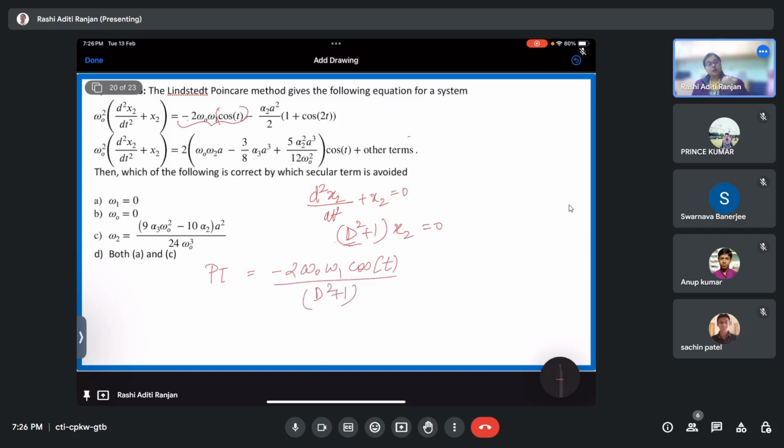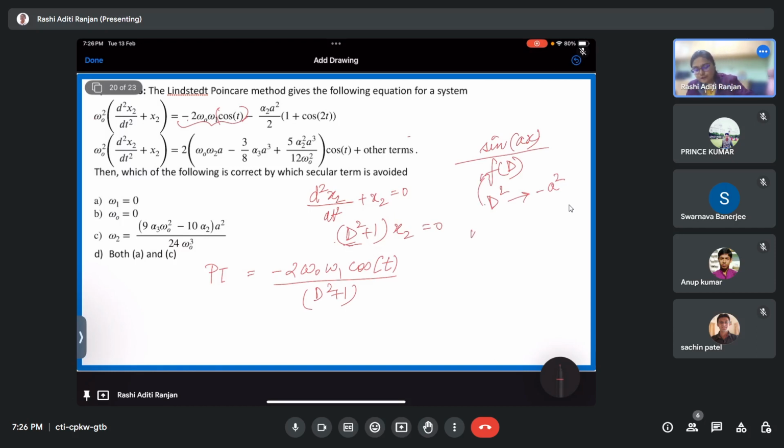Okay, now then what do I have to do? For example, if I have sine of ax on the right hand side, then in order to find the particular integral, and here I have the function of D, what do I do? In this case, I replace D square by minus of a square, and then I get the particular integral.